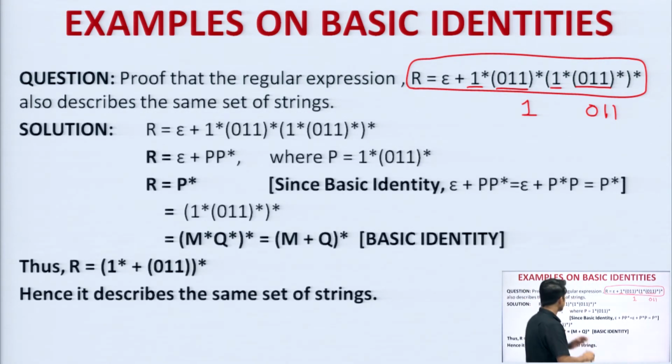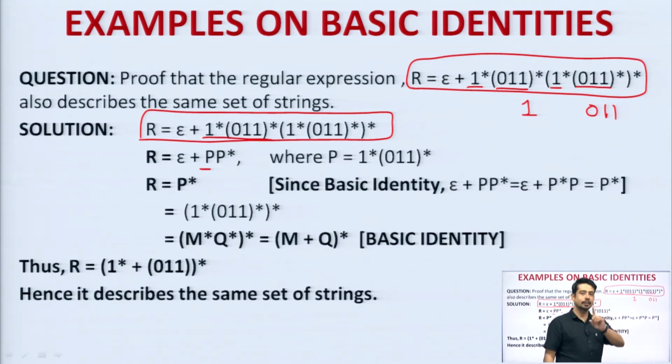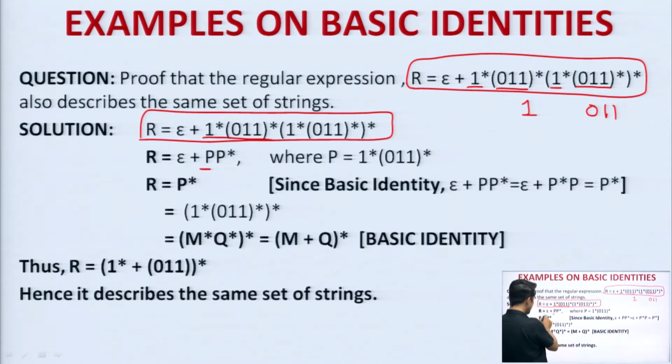See, the solution says that the expression will be in this form. I have understood the basic identities, so somehow I will be able to analyze this question, correct. This 1 whole star, then 0 1 1 whole to the power star can be taken as a simple expression p. So, this expression will act as epsilon plus p star, which is nothing but p star only according to the basic identity that we have seen, identity number 9. Okay. Then I got R is equal to p star, that is nothing but this expression, correct.